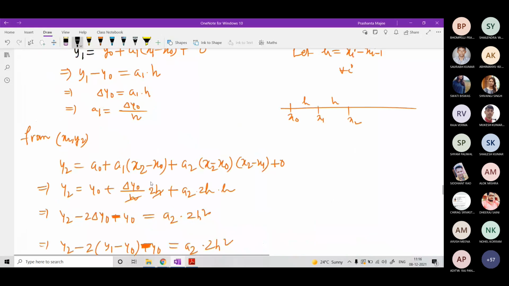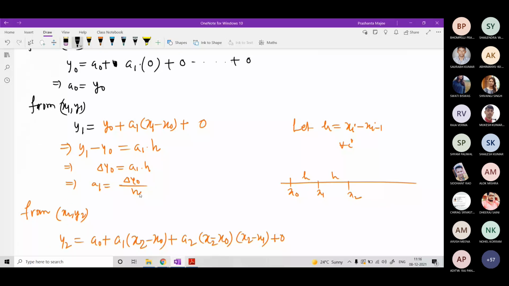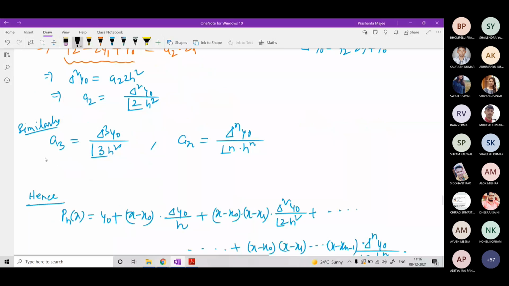You see, a naught was y naught, a1 was delta y naught by h, a2 was del square y naught by factorial 2 h square, a3 was del cube y naught by factorial 3 h cube. It should be h cube. An equals del power n y naught by factorial n h power n. Same thing will be happening. Instead of forward difference, it should be backward difference, and y naught will be yn.